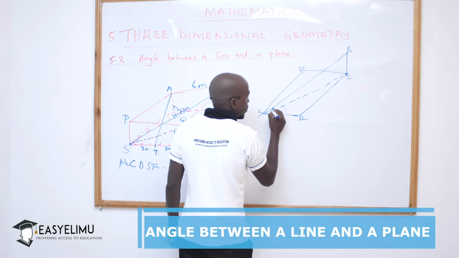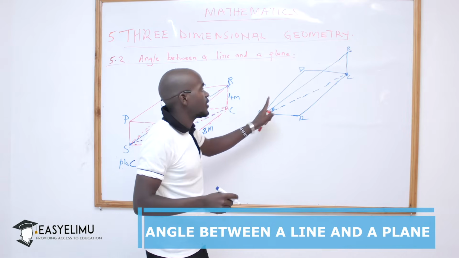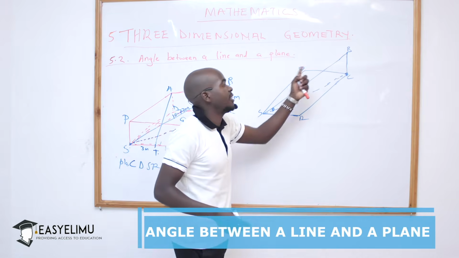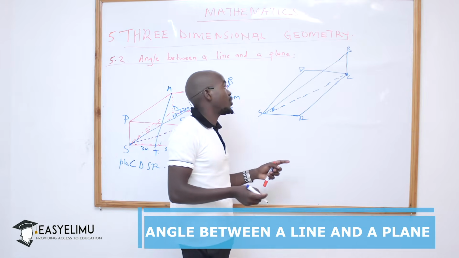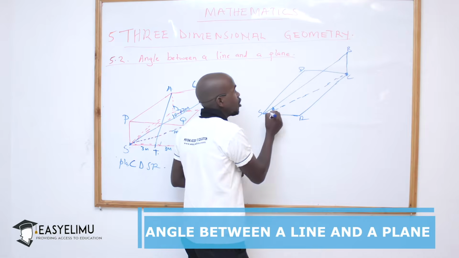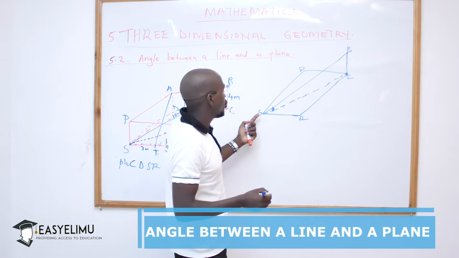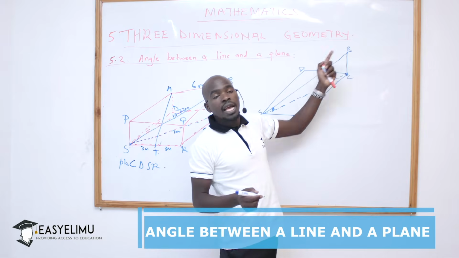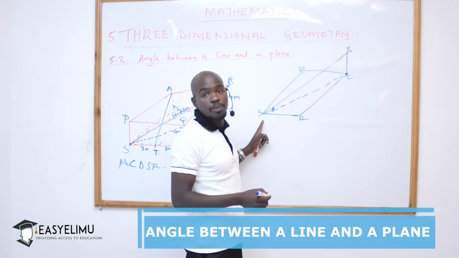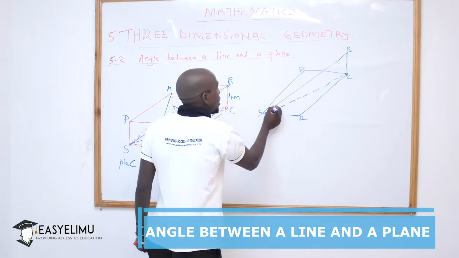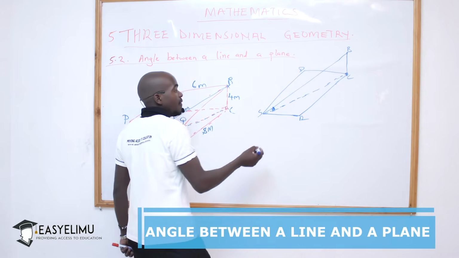This angle, the angle between the line SB and SRCD, is the angle which we require here. But to get that angle, we have said, is the same as getting the angle between the line SB and its projection. And the projection of SB, we have said, is SC.